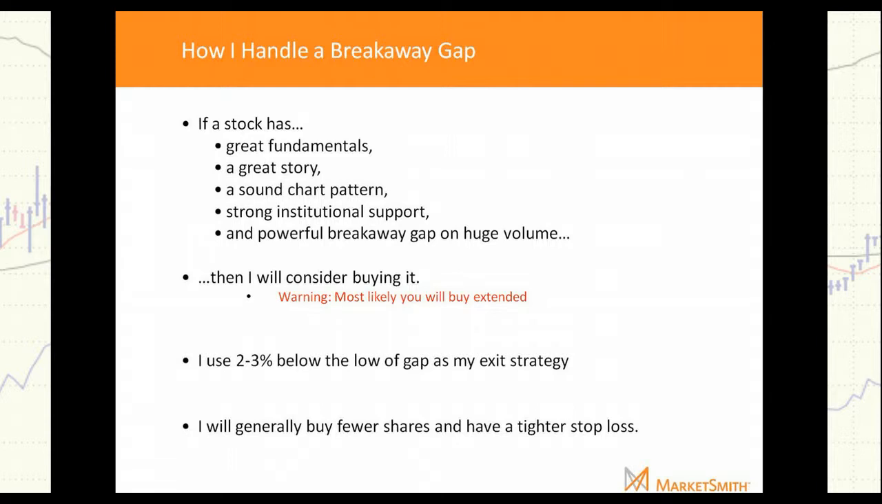All right, but I need all of these things. For a normal kind of breakout, I might lean one way or the other. But if I'm going to buy super high like that, I'm going to require all of these things. I want it to be a super leader in the market. Now, I will use 2 to 3% below the low of the gap as a strategy.